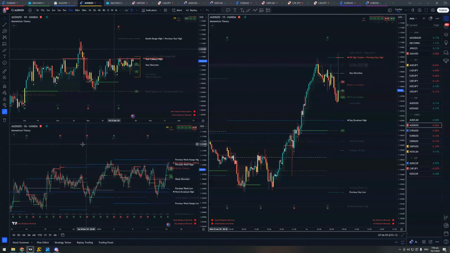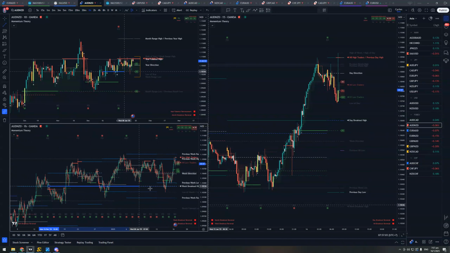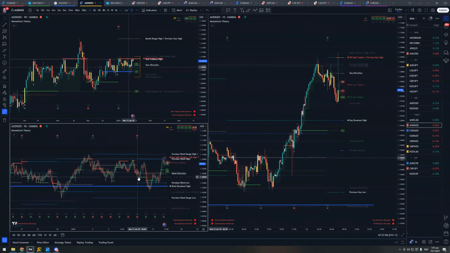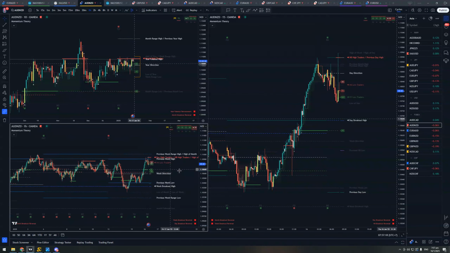So right now, I have the breakout bias over here, breakout bar. So my breakout bias is bullish, looking for buys. We have come down, triggered that previous week low, has not triggered that range low. So I would consider this an aggressive entry if I wanted to take a buy.